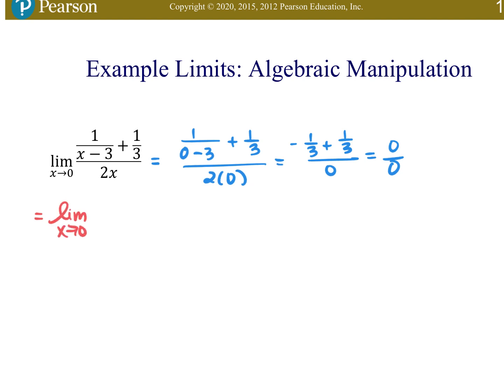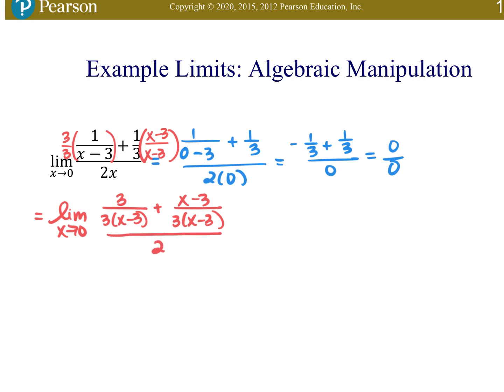So the algebraic strategy here is getting a common denominator. And so we want to multiply the first expression by 3 in the numerator and denominator. And then we want to multiply the second by x minus 3 in the numerator and denominator so that we have a common denominator in both. So what that's going to give us is 3 over the quantity 3 times x minus 3. And then x minus 3 is our other numerator over the common denominator 3 times x minus 3, all divided by 2x. So there's quite a bit more algebra to do.